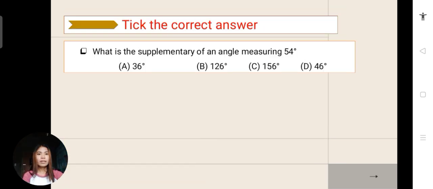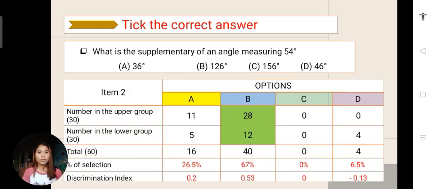So, here is the second example. What is the supplementary of an angle measuring 54 degrees? The choices are A, 36 degrees, B, 126 degrees, C, 156 degrees, and lastly D, 46 degrees. And in item 2, we also have options A, B, C, and D.